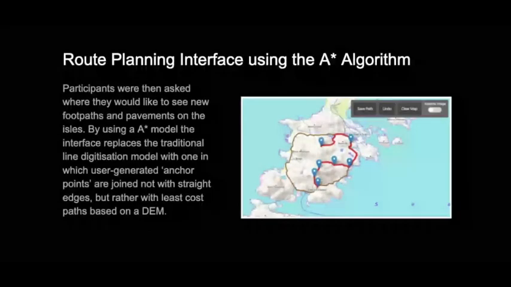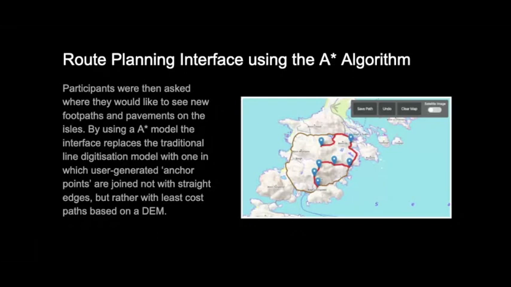The second map interface asked participants to draw on a new map where they would like to see footpaths and pavements created or restored on the isles. Instead of using nodes or click locations connected by straight line segments, as you might in a dot-to-dot drawing, the nodes are connected using least cost paths. These are calculated and drawn in real time in the browser using a version of the A-star algorithm and a digital elevation model for the underlying data set.